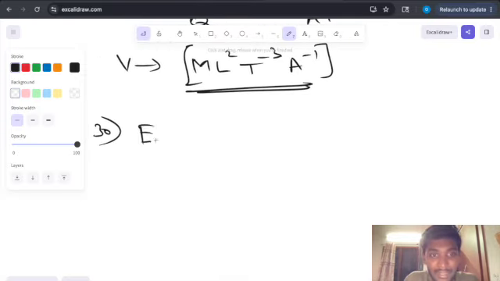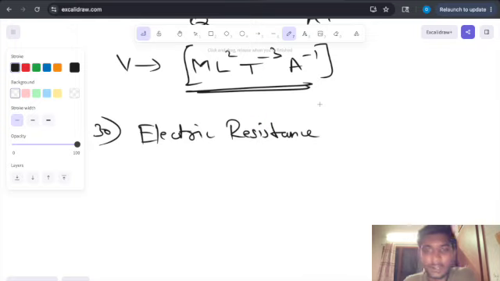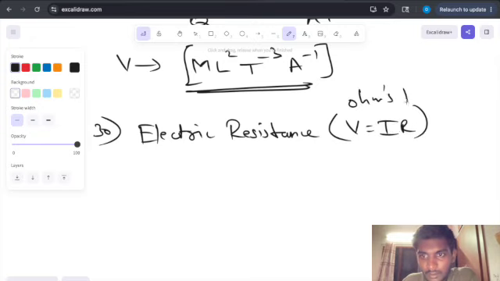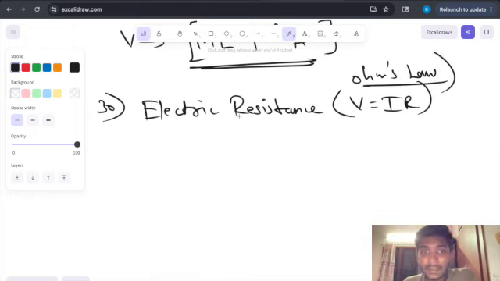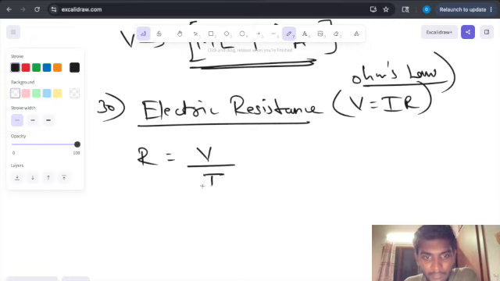We have electric resistance. There is this classic formula that you have learned in your previous classes. V is equal to IR, which is Ohm's law. From this, I can derive the dimension of resistance. R is equal to V by I.